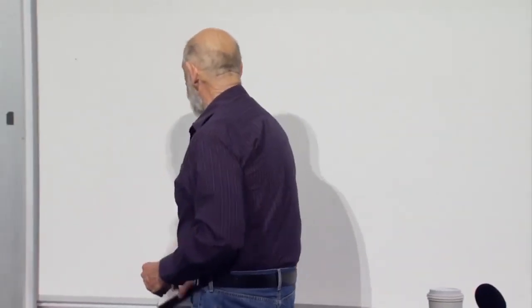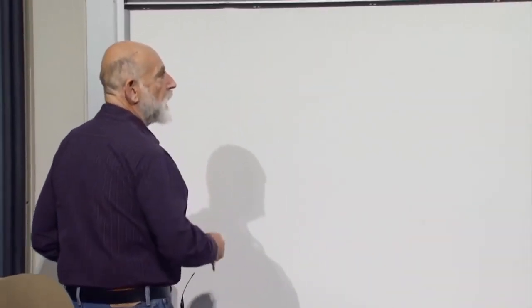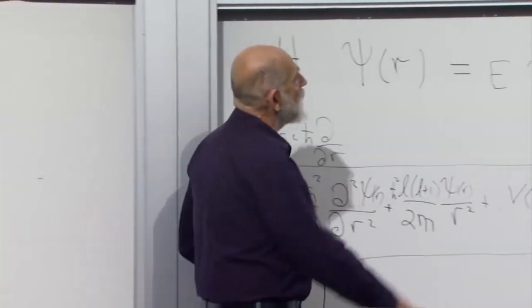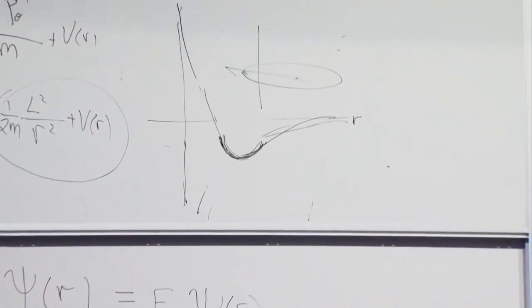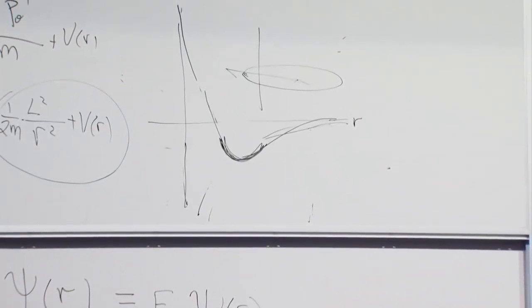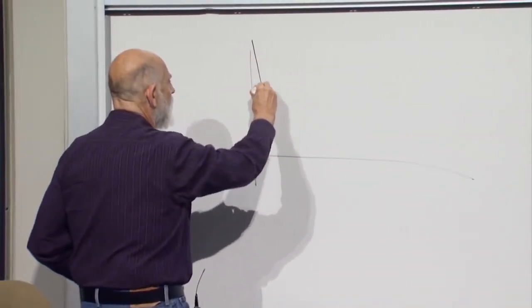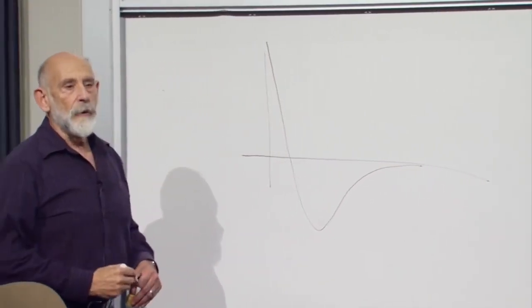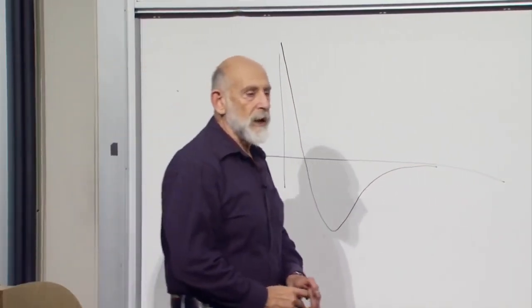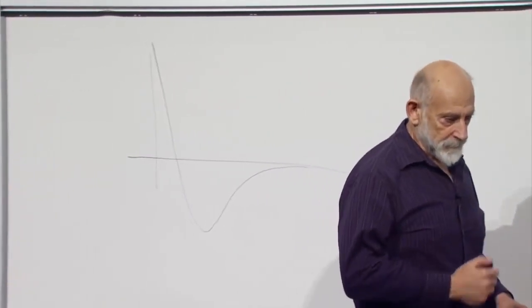Okay. Let's look at the effective potential. What we're doing is we're solving a Schrodinger equation in a potential which looks like this. We're solving the Schrodinger equation for a problem which effectively has a potential energy which looks like this. And we want to know what kind of wave functions and what kind of energy levels will there be.